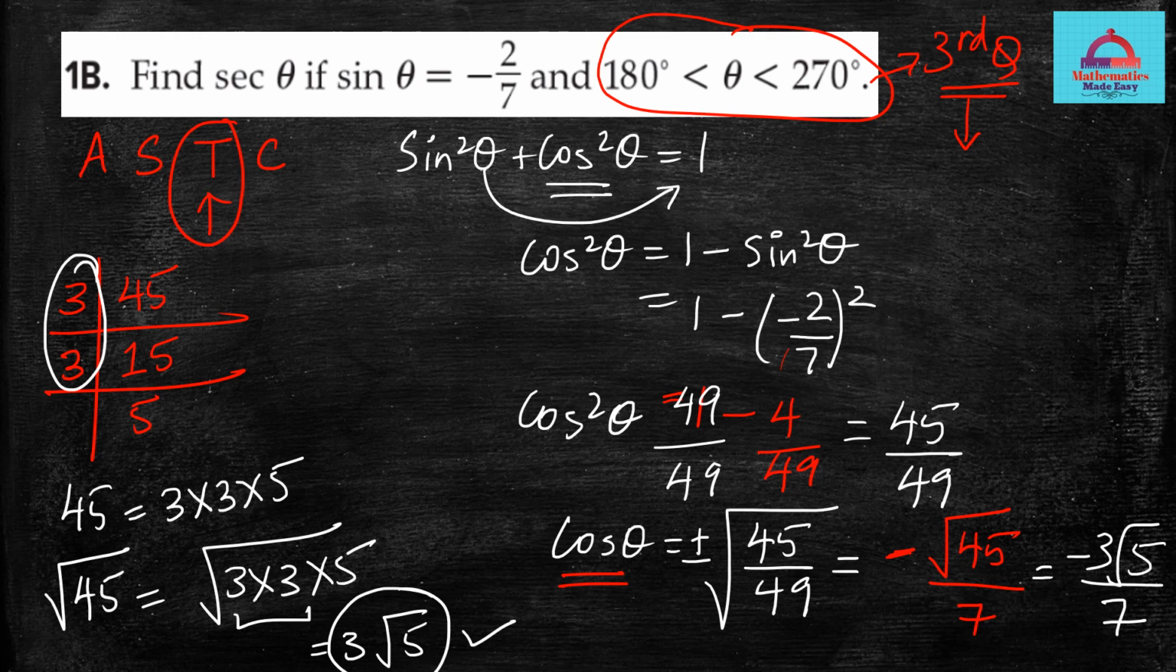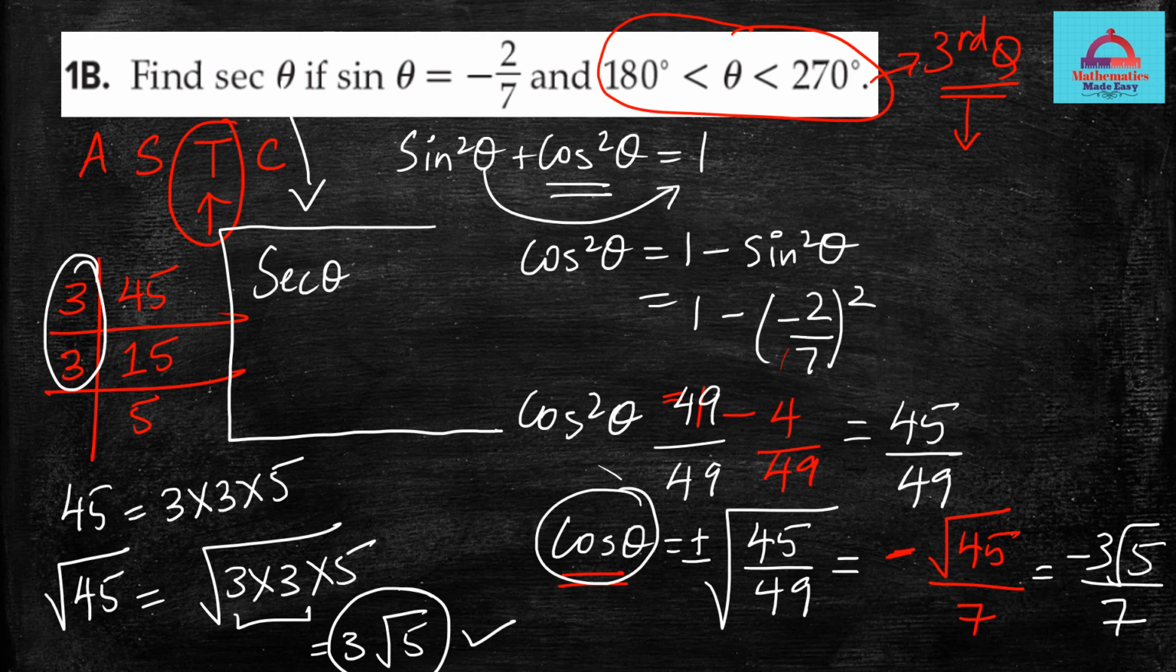Now we have got the value of cos theta, but what was the question asking you? It was asking you secant theta. So for the final answer, you will do one more step where you finally take the reciprocal of cos. When you take the reciprocal of a fraction, it means you flip numerator and denominator. So 7 in the denominator goes up and minus 3 root 5 comes down. So this is your final value.